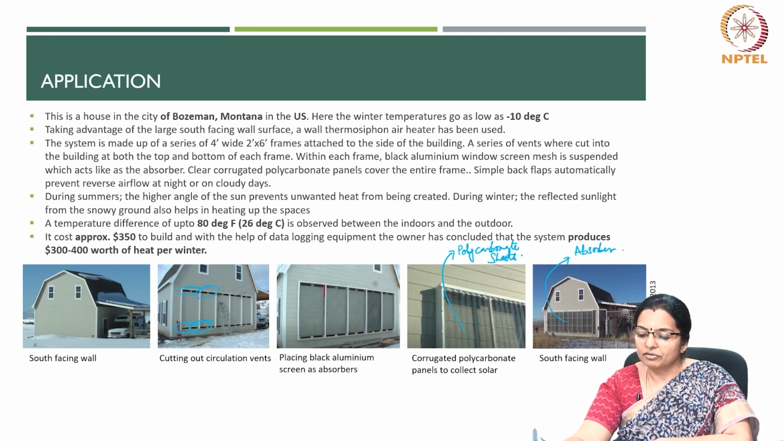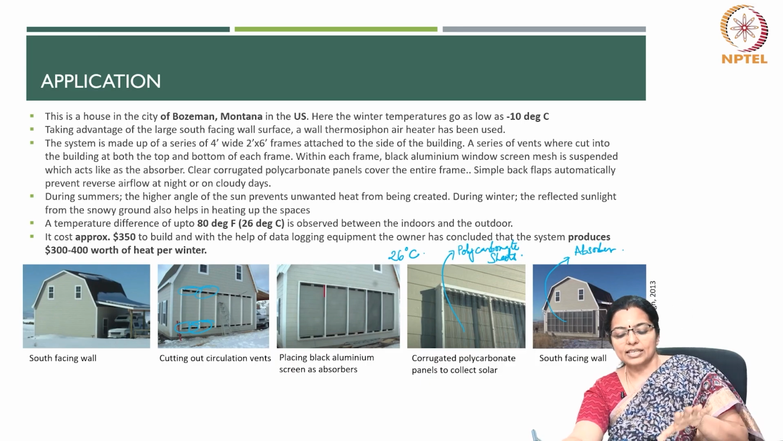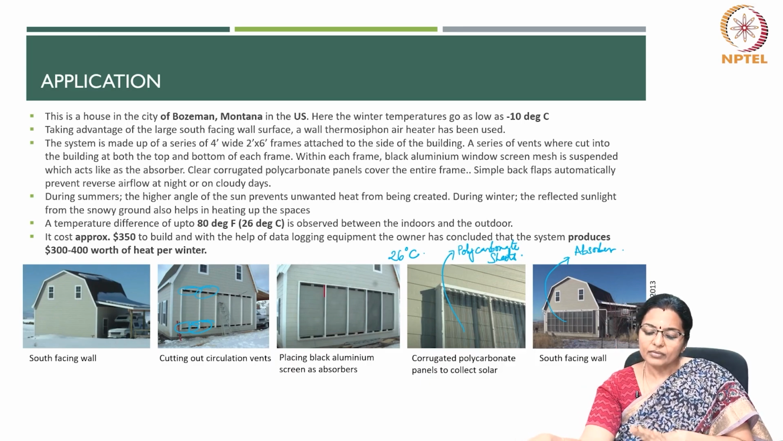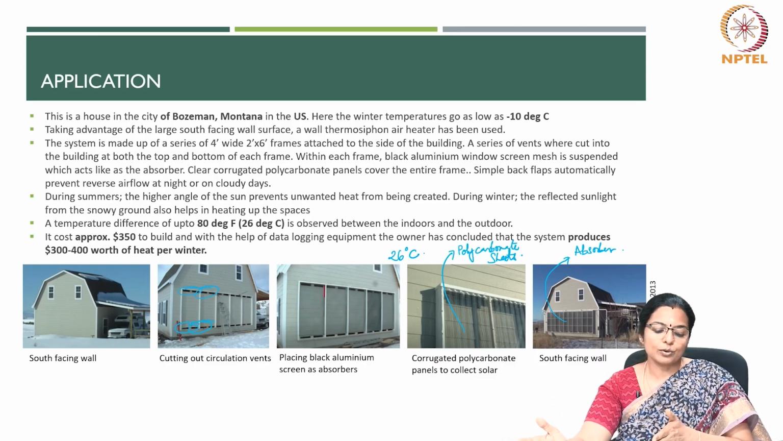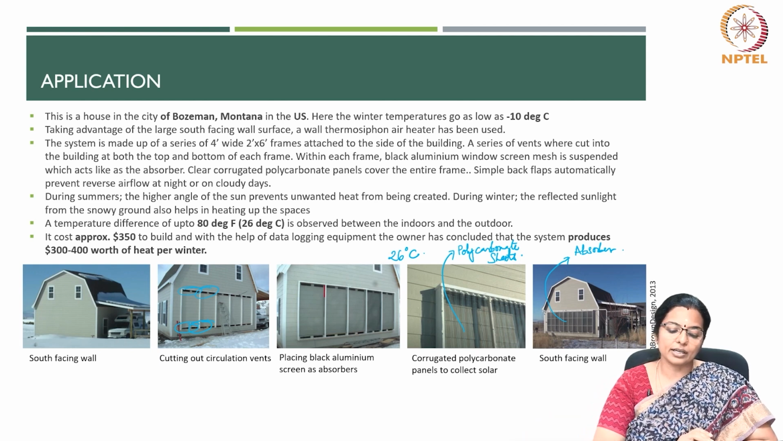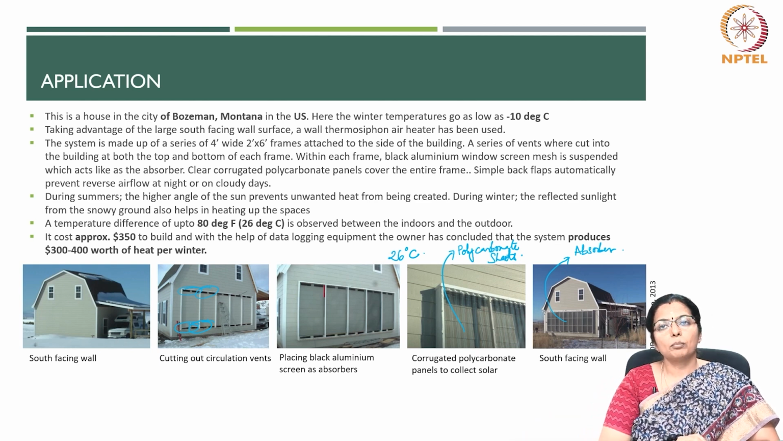During winter, the reflected sunlight from the snowy ground also helps in heating up the spaces. A temperature difference of about 26 degrees centigrade is observed between indoors and outdoors. So, this experimental setup had a data logger and it showed that the system is able to produce $300 to $400 worth of heat per winter.